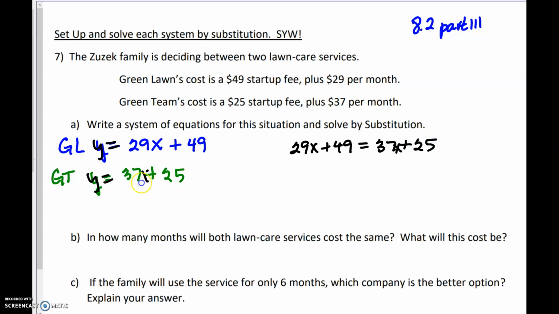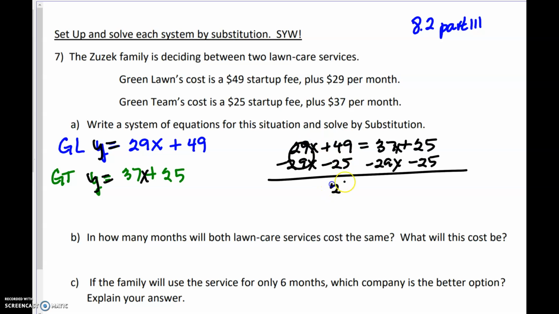Oops, I see I forgot my x in here. So now we can solve this by subtracting 29x from both sides. Now, at the same time, I'm going to subtract 25 from both sides. So my x's are going to cancel, and I get 24 equals, and 37 minus 29 is going to give me 8x. Now we're going to divide both sides by 8, and x is 3. What does that mean?